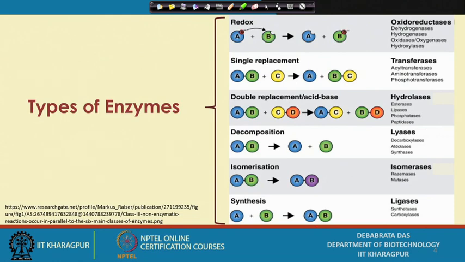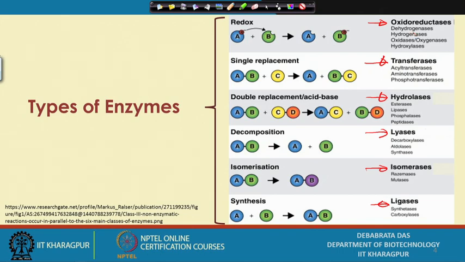Now whatever enzymes we have, broadly they can be classified into 6 different types. As for example, we have oxidoreductase, this is one enzyme, then transferase, then hydrolase, then lyase, then isomerase, then ligase. So all the enzymes more or less fall under this category.